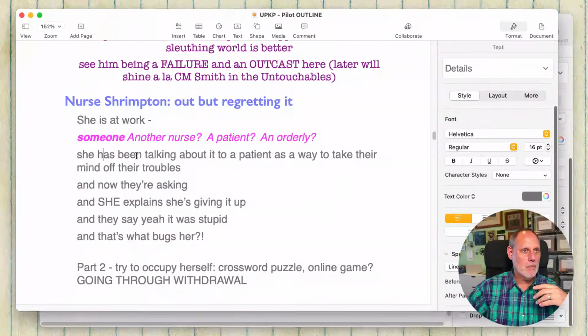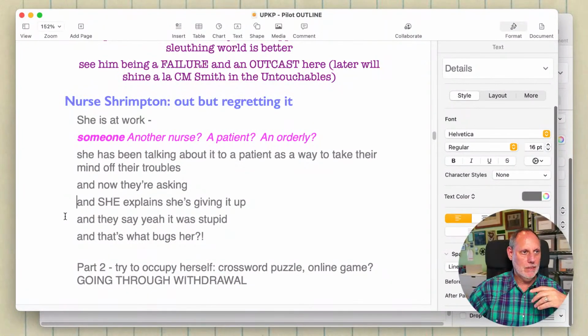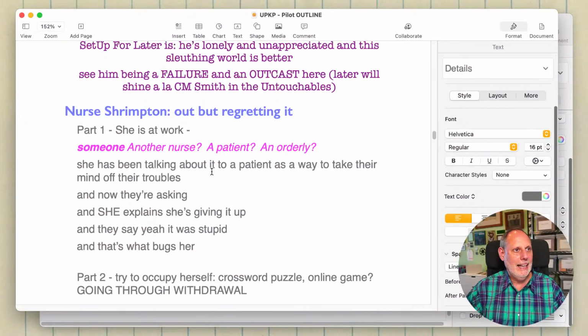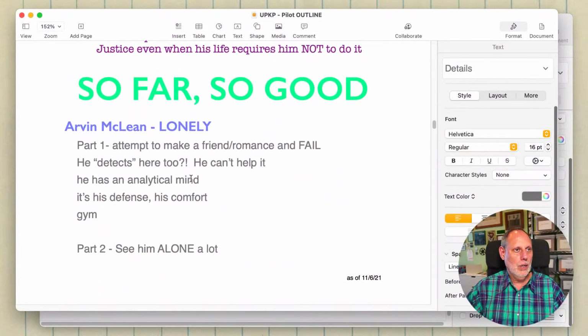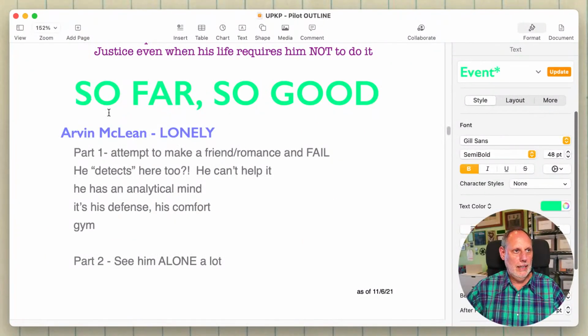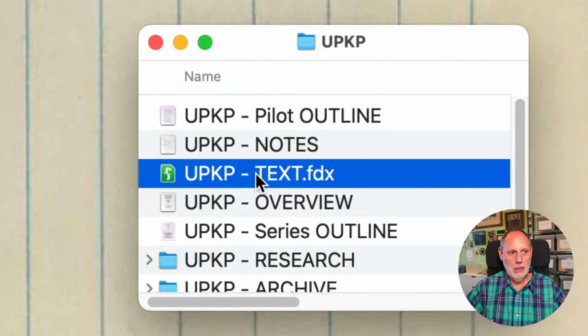Okay, so there we go. I have answered the questions for these 2 parts, and I can now work on them. All right. So let us close this notes thing and open the script, the rough draft of the script.